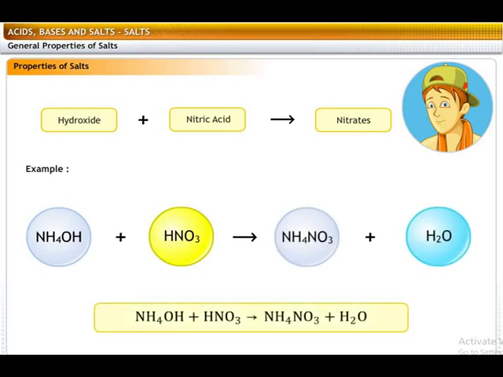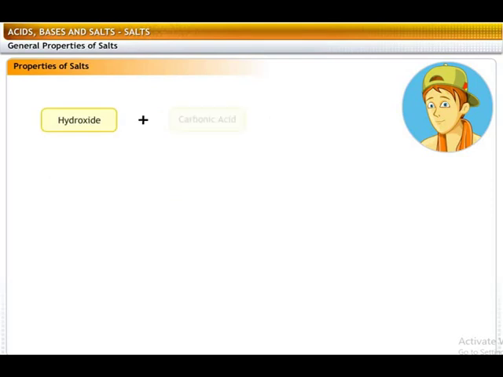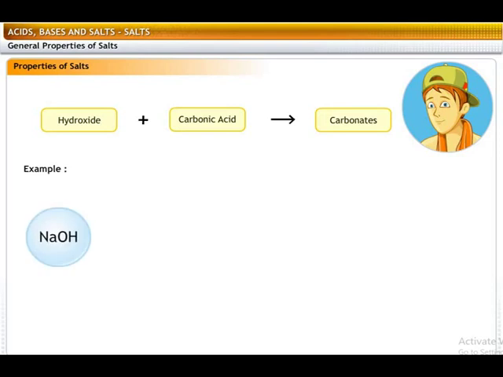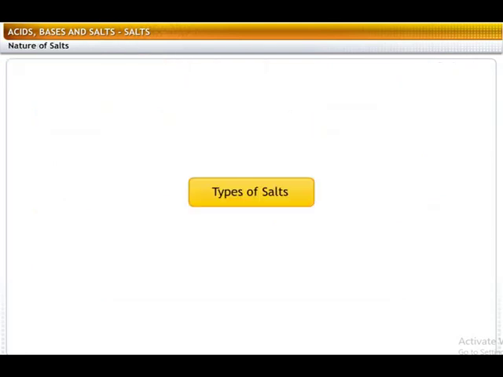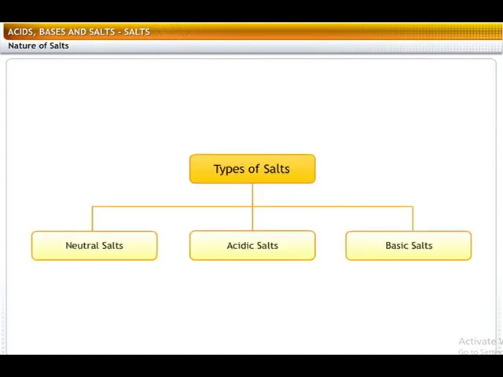Likewise, salts formed from any hydroxide and carbonic acid are carbonates. Sodium hydroxide reacts with carbonic acid to form the salt sodium carbonate. Based on the strength of the reacting acid and the base, salts can be classified into three types.